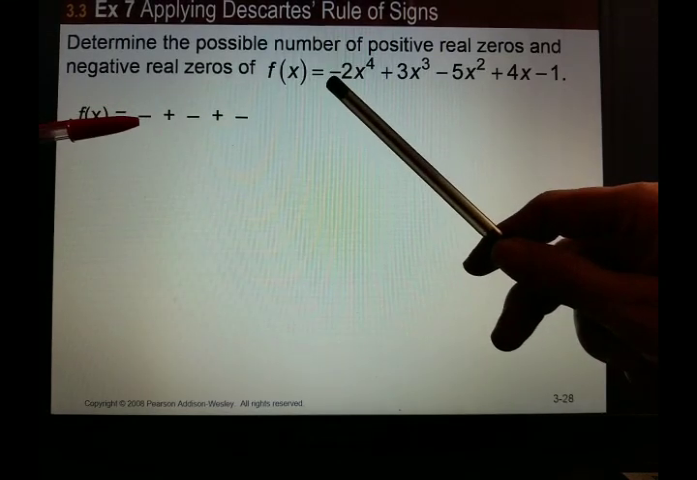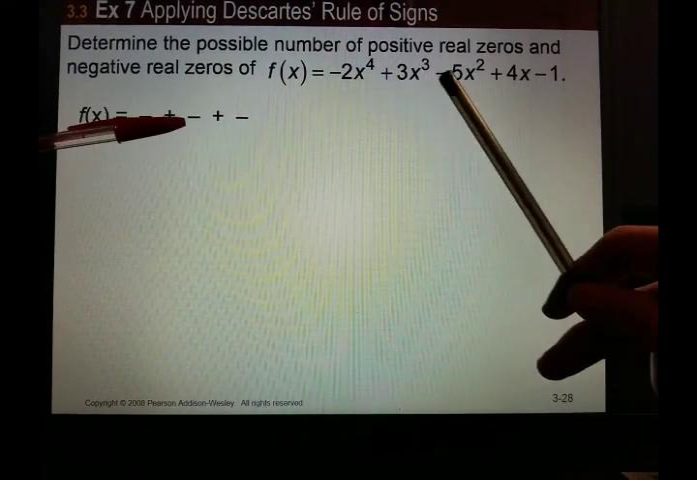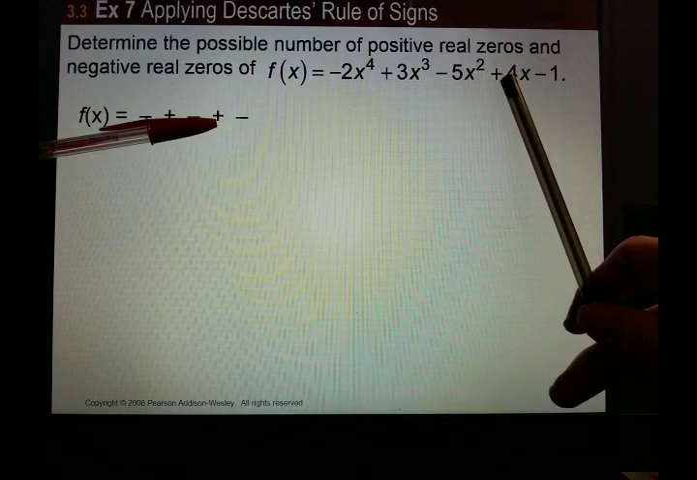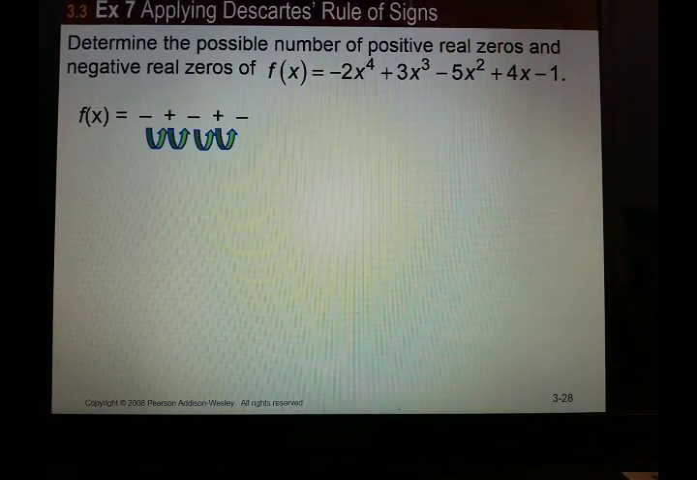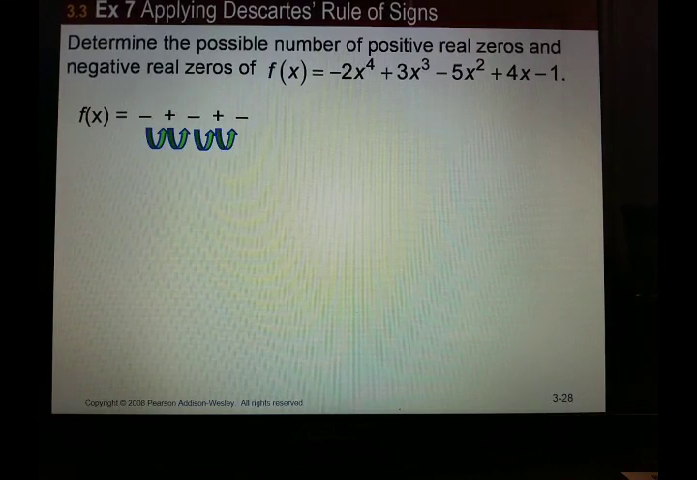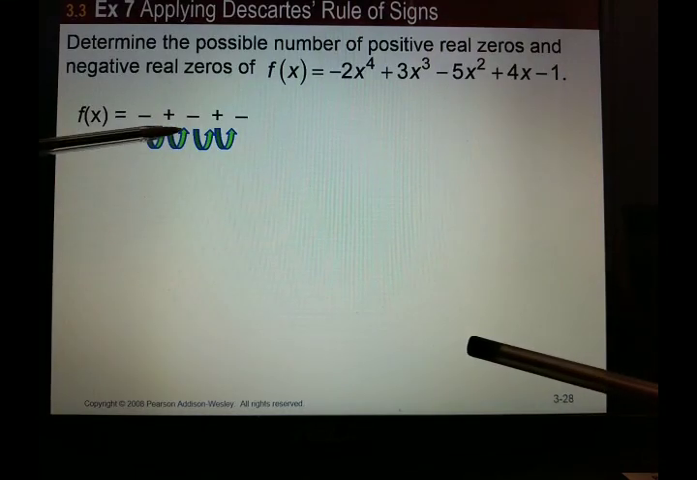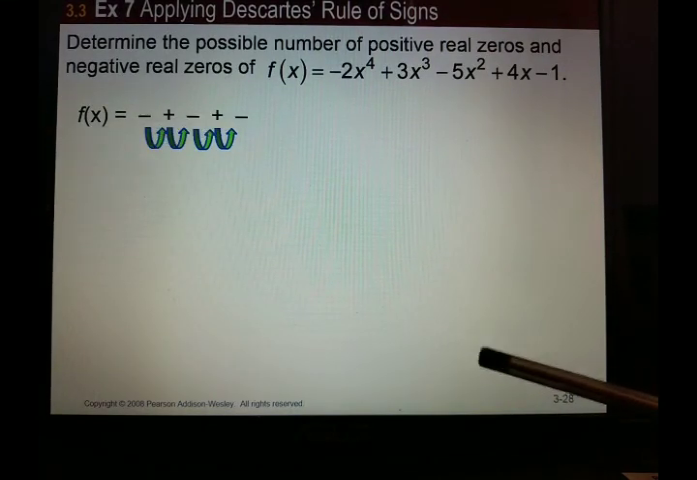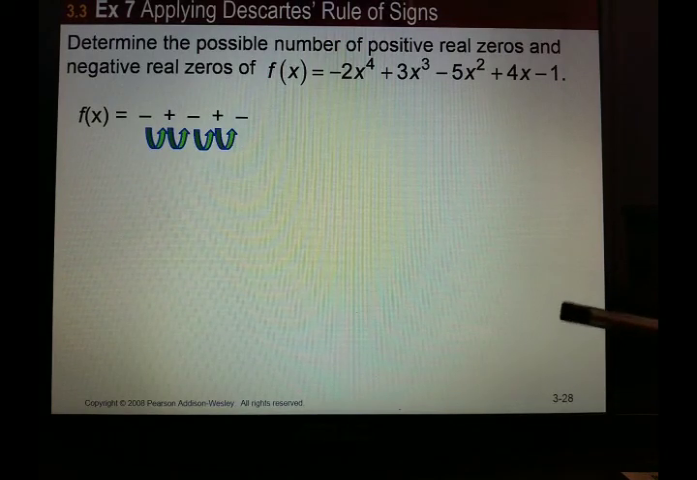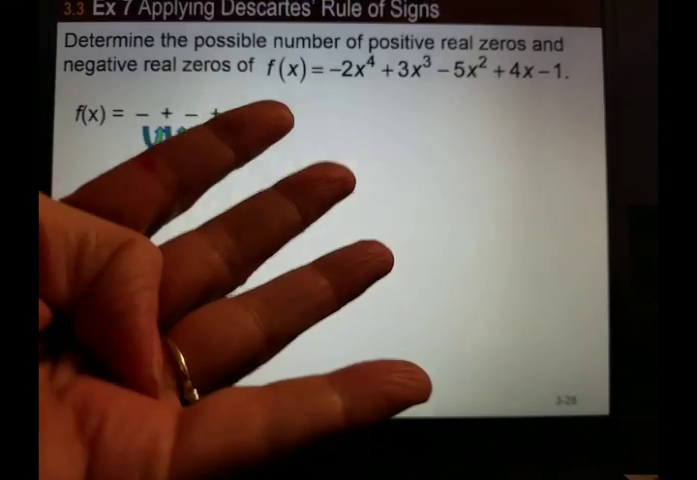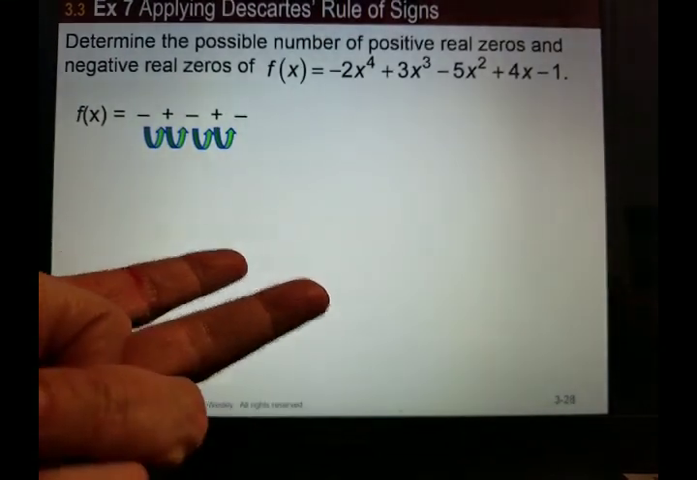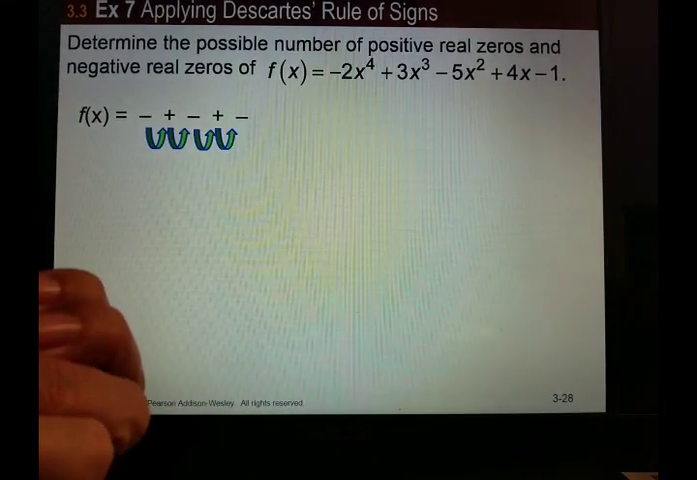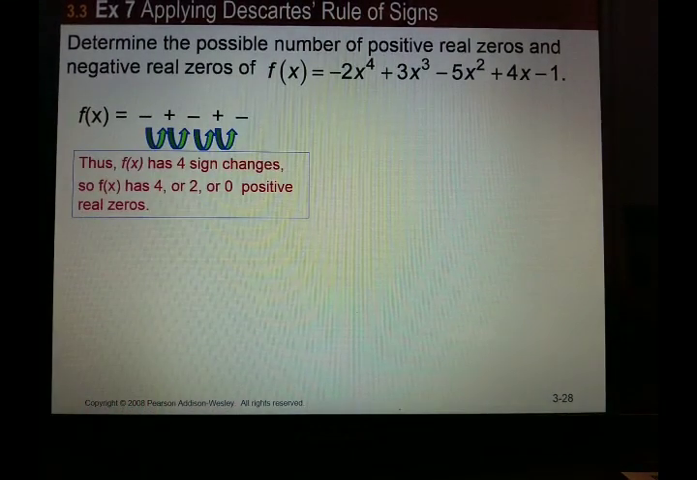So that's the negative. This was positive 3. There's the negative from the 5. 4 was positive, 1 was negative. You count the sign changes. So it changes 1, 2, 3, 4 times. So there will be 4 positive real zeros. Or, now if I have 4, I then have to take away 2 at a time. So I take away 2, that gives me 2 or 0. So 4, 2, or 0.